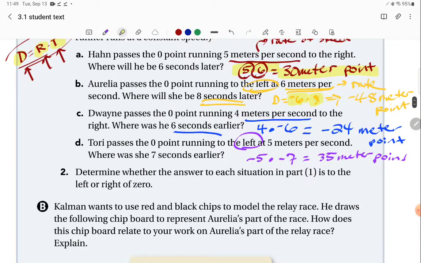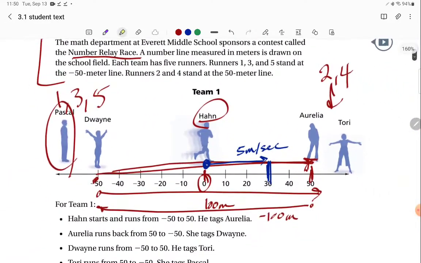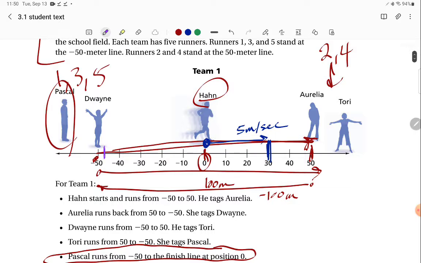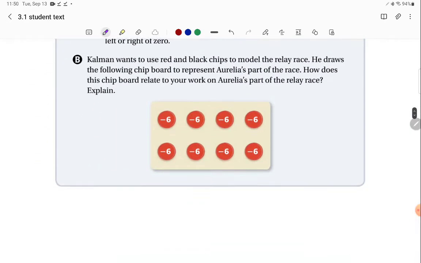Okay. And then on C, Dwayne passes, so we get negative 6 times 8. If you think about where they're at, if they're running to the left, they're going to be over here at negative 48. Because if they're running this direction at 6 meters per second, so negative 6 meters per second for 8 seconds, that's going to put you over here at negative 48 on that number line. So that's how we know when we take a negative 6 times 8, our answer is a negative 48, because that's our position.